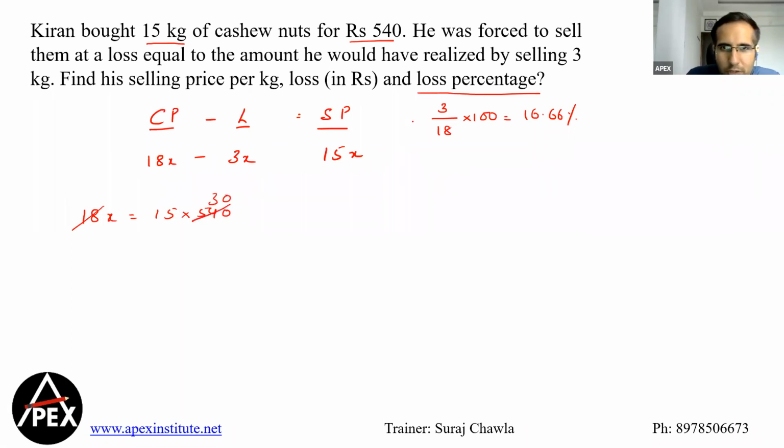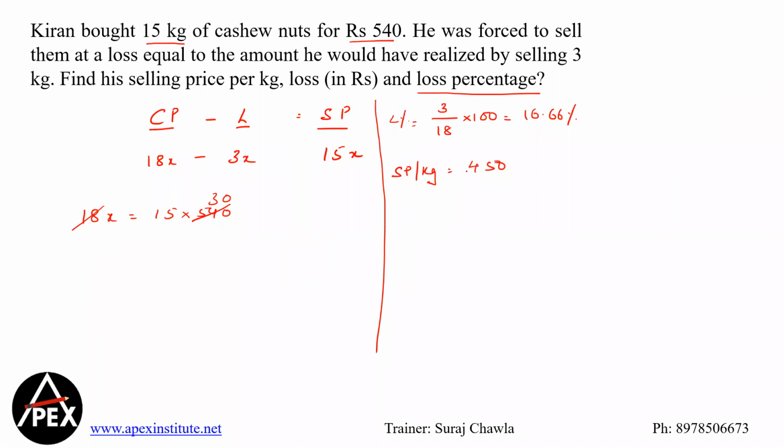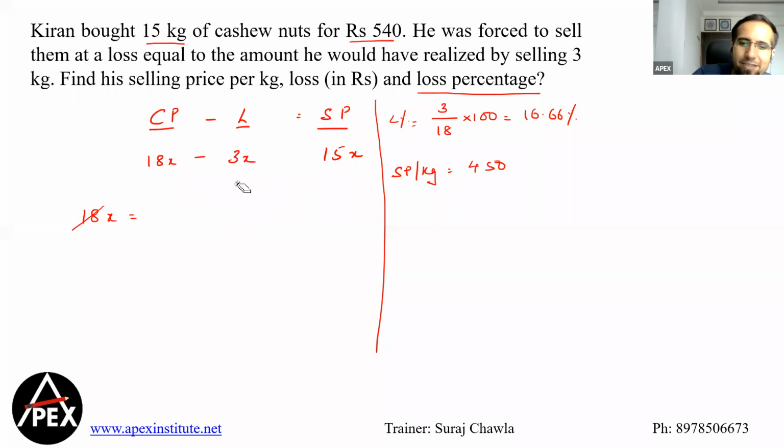So SP per kg, this is loss percentage. SP per kg is equal to how much? 15 threes are 450 rupees. Sorry, my bad. One second, guys. 15 kgs per 540, right? 18x is equal to 540. My bad, guys. If 18x is equal to 540, then the value of x is equal to 30. So the selling price per kg is equal to 30 rupees.